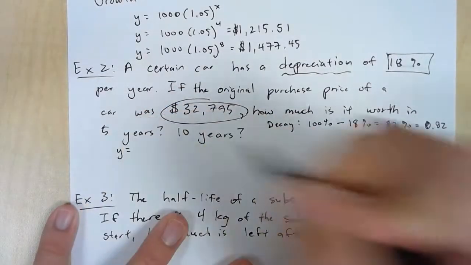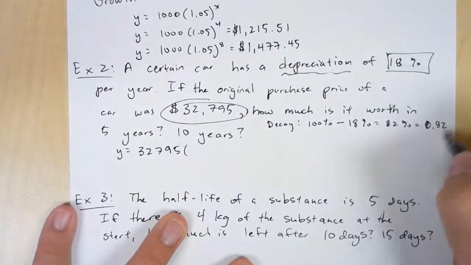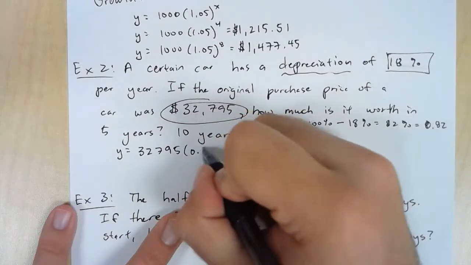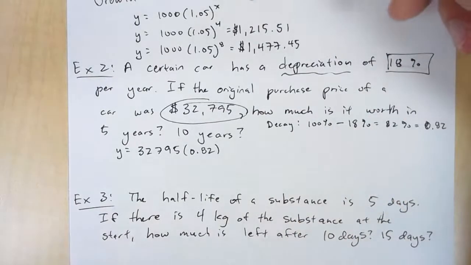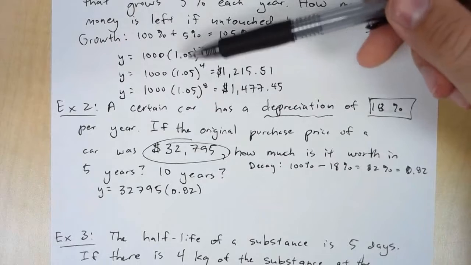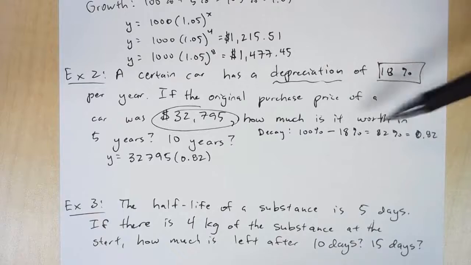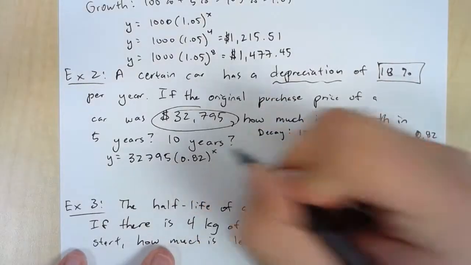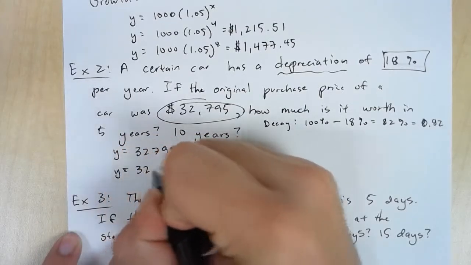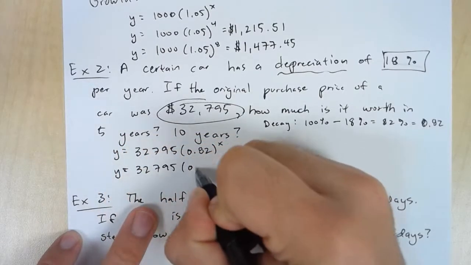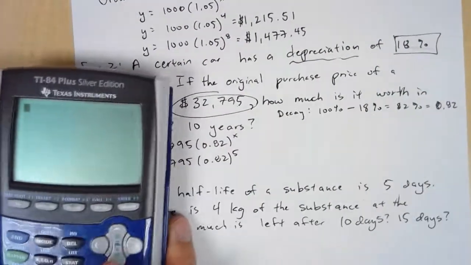So let's write our equation. y equals our starting value times our base rate of 0.82. And notice for depreciation, it doesn't make as much sense. For a growth, you can definitely see the 5% growth, but for this one, you're going to have to subtract to get your decay value. So then we have to the x power. We're looking for 5 years and then after 10 years. So y equals 32,795 times 0.82 to the 5th power. Okay, let's make sure I type this in correctly this time.